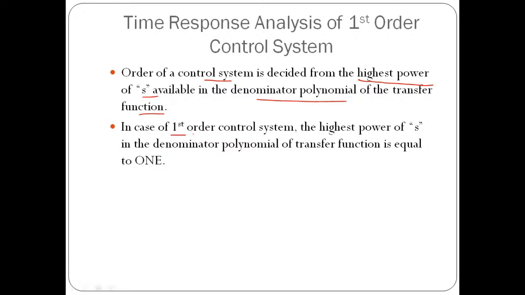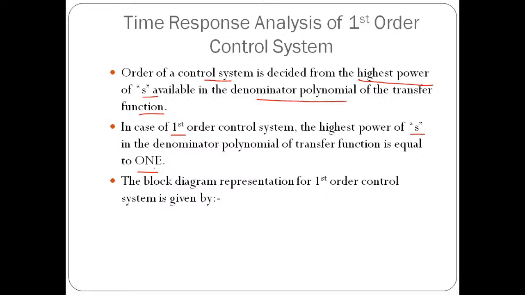In case of first order system, the highest power of s in the denominator polynomial function is always equal to 1. That means that particular system has only one pole. It may be possible that that pole is available at origin, or it may be possible that the pole is available at any other complex frequency. The thing is that that particular system has only one pole. That means the order of that particular system is 1. That is important.